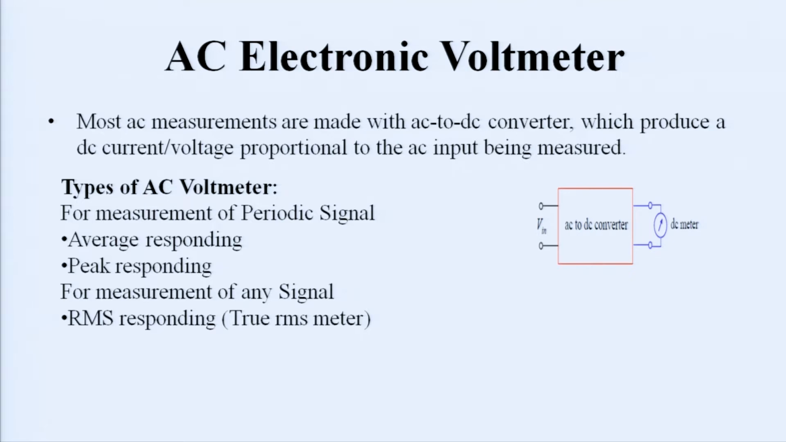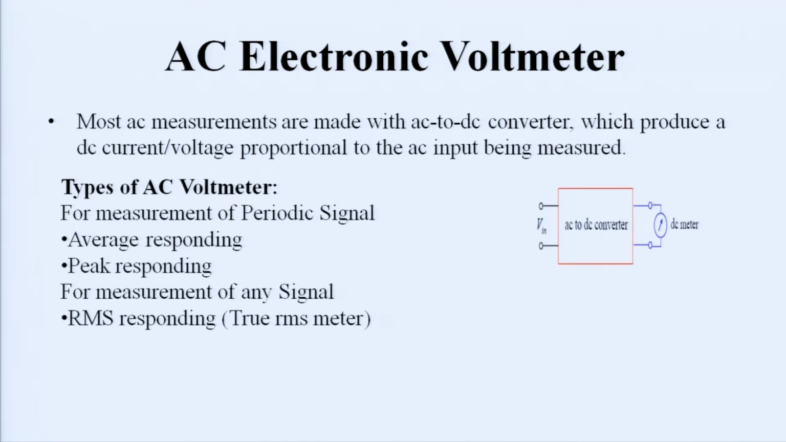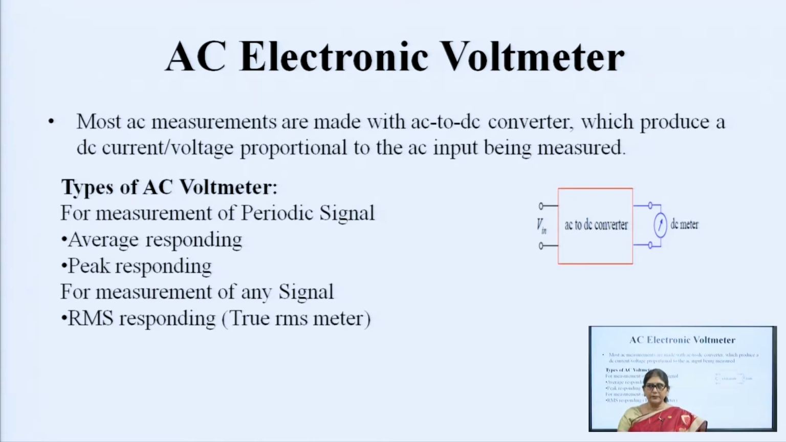So, for the AC measurement, when we want to measure an AC signal, we basically need to convert that AC signal into a DC signal. So for this we need an AC to DC converter, because our PMMC instrument only measures DC current. So, we have to convert the AC signal into a DC signal. For this purpose we can use only a single diode.